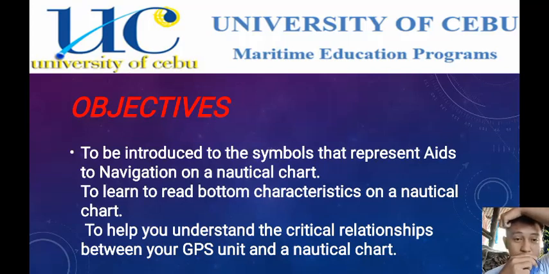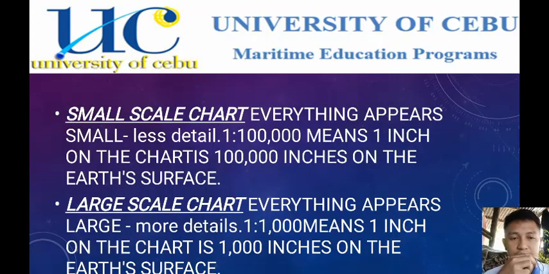So, to help understand the critical relations between your GPS and also ATON unit and nautical chart. So first, the small scale chart. Everything appears small, is less detailed. 1 to 100,000 means 1 inch on the chart is 100,000 inches on the earth's surface. Large scale chart, everything appears large, for more details. 1 to 1,000 means 1 inch on the chart is 1,000 inches on the earth's surface.